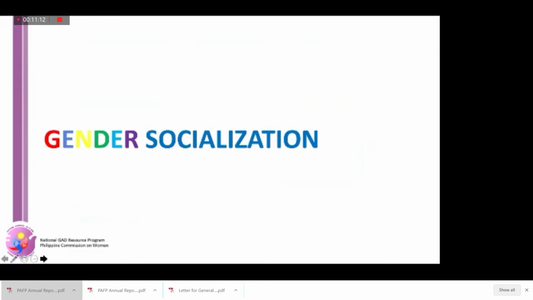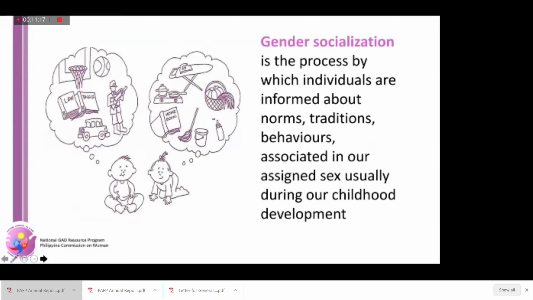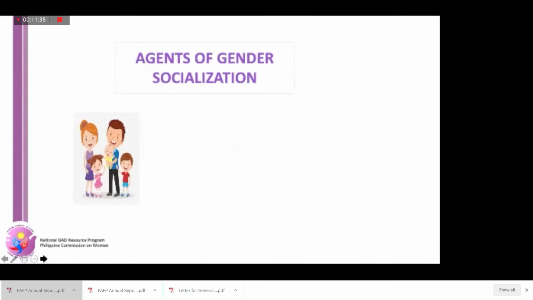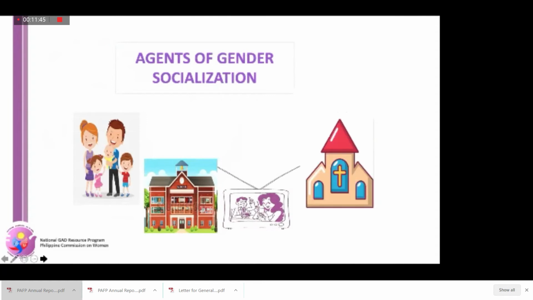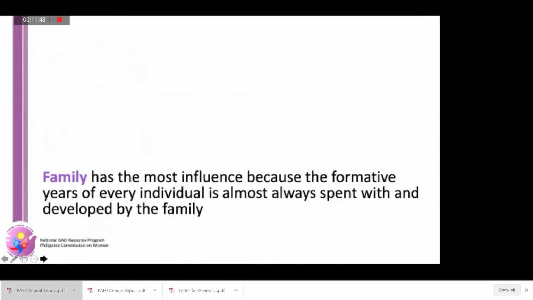Now, after gender roles, it is very important we also discuss gender socialization. So, socialization is the process by which individuals are informed about norms, traditions, and behaviors associated with our assigned sex, usually during our childhood development. I think this is very important for you to know, because one of the agents of gender socialization is the family. There are four kinds of agents of gender socialization whereby those processes are being brought about: family, school, media, and the religion. Now, family has the most influence.